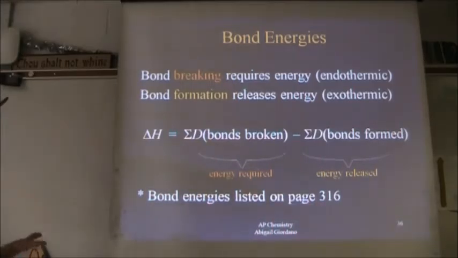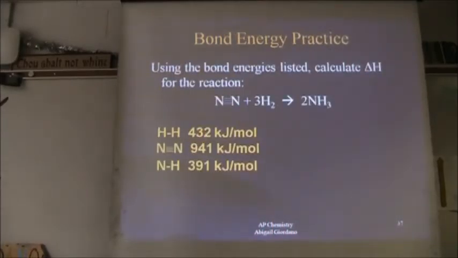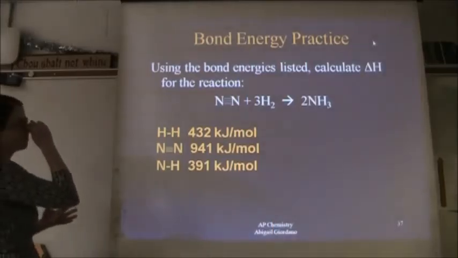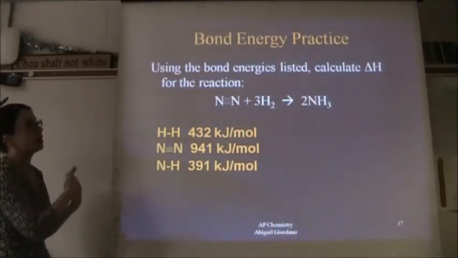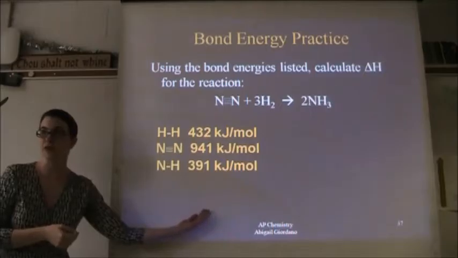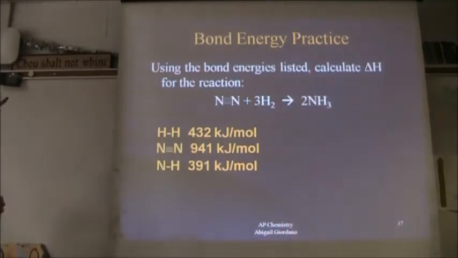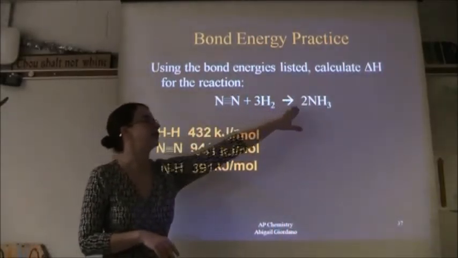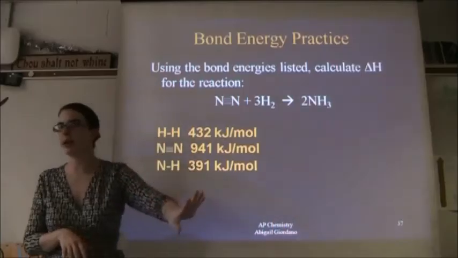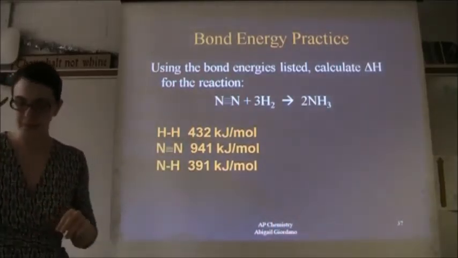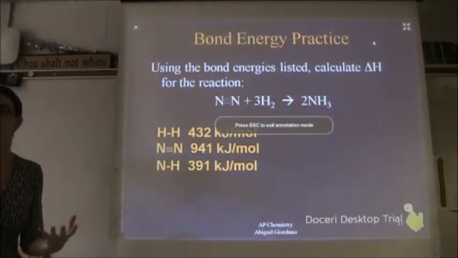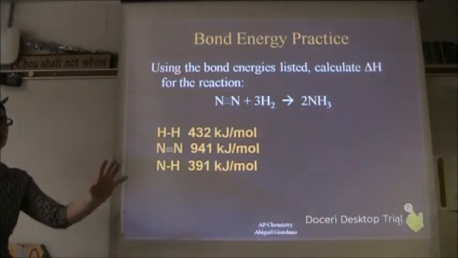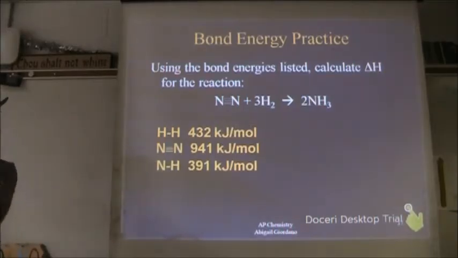Okay, let's do an example problem together. We'll start with a simple one. It says, using the bond energies listed, I give them to you, calculate delta H for this reaction. Thing that jumps out at me, guys, I see coefficients. You may assume it is balanced. Okay. Bonds broken minus bonds formed. Now think about that for a second. Let's use a little common sense.